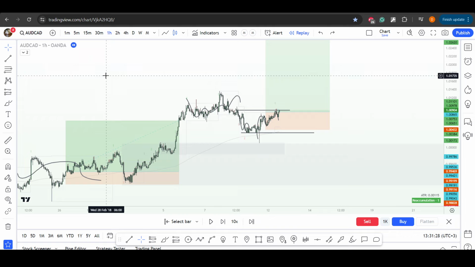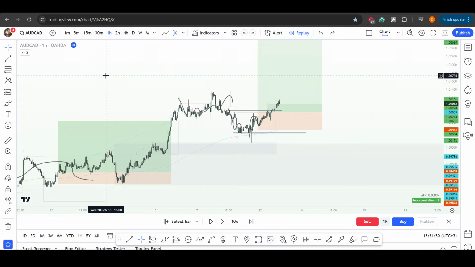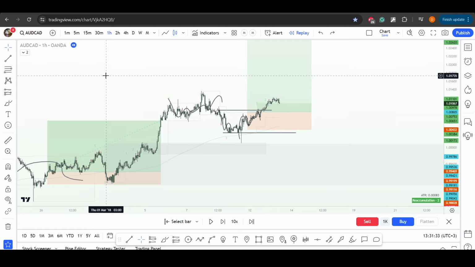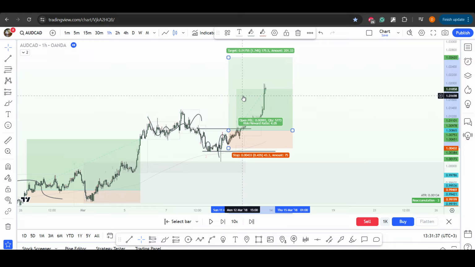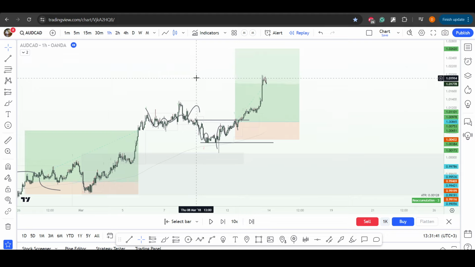But I'm in the trade already. Let's see how it goes. Maybe the market has some strength to push even higher. So this will be a break-even level for sure. So this is a break-even level. So we will not have a loser at least.